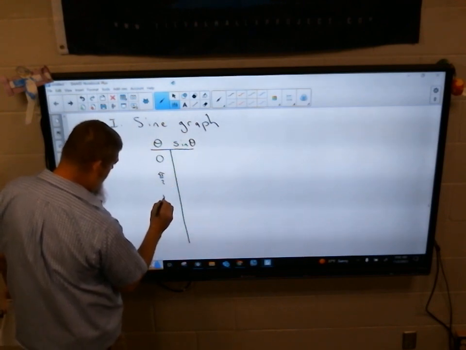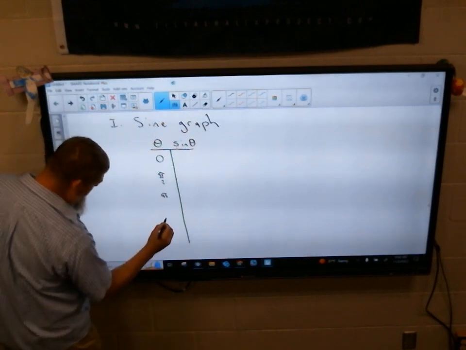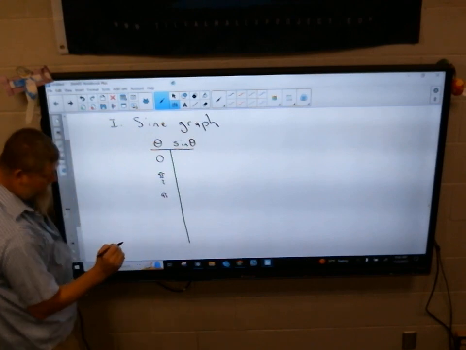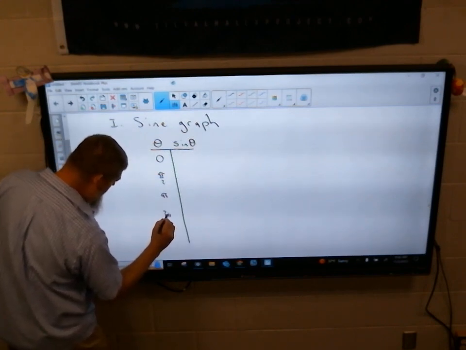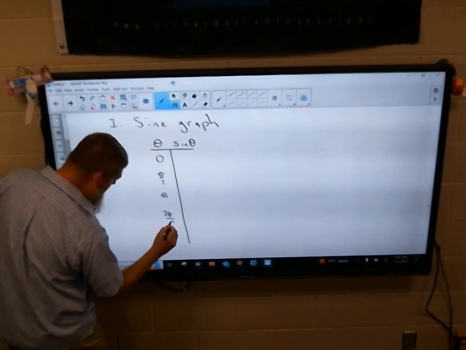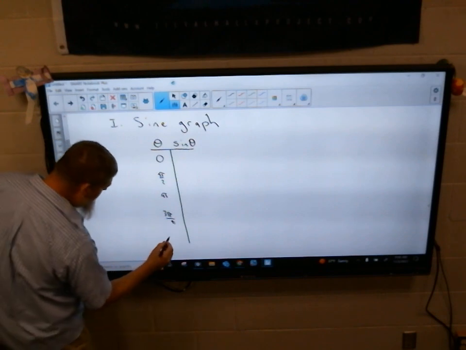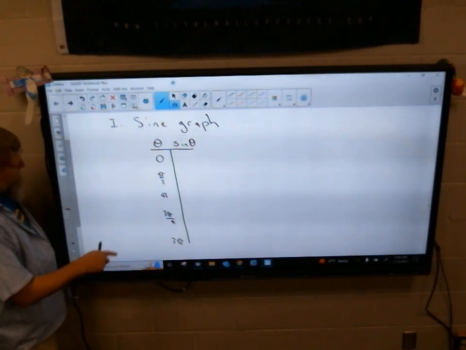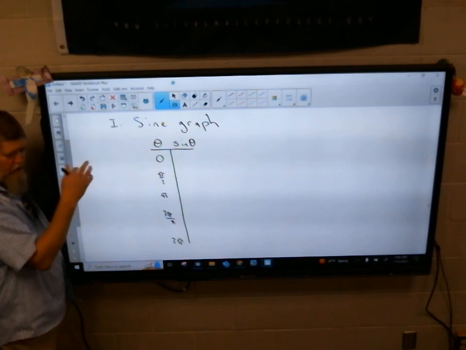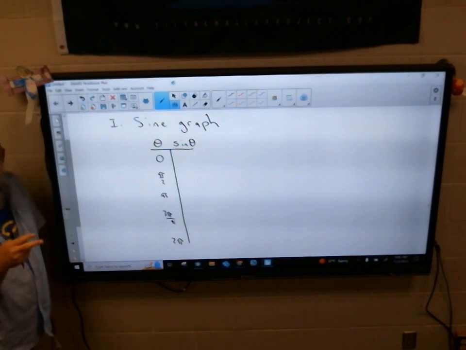Pi. All right, and the fourth one? 3 pi over 2. And then, of course, to bring it back to full circle, we have 2 pi. So we have, if you will, 4 spaces. The space between 0 and pi over 2, we call that quadrant 1. The space between pi over 2 and pi, we call that quadrant 2, and so forth.